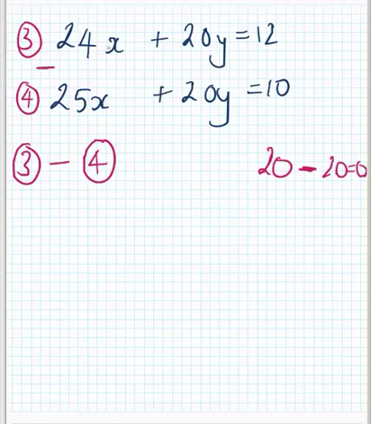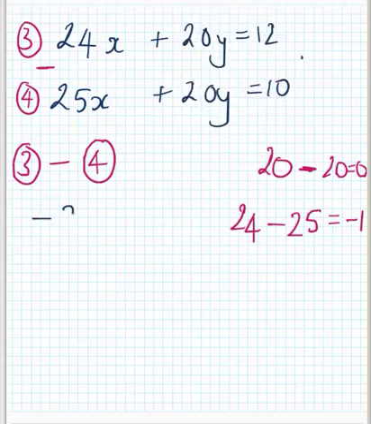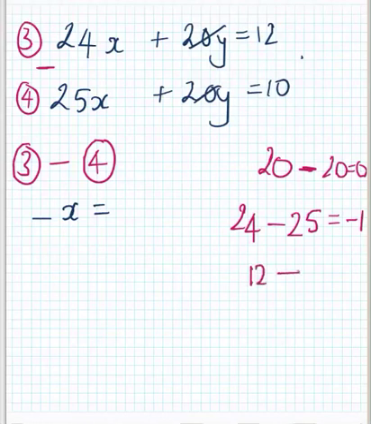So 24x take away 25x. So I'll write it down here. 24 take away a positive 25 equals, that will give me a negative 1. Just be careful with negatives, okay? So here I'll have, so far, a minus 1x, or just x. The 1 can be invisible. Now 20 take away 20, we know the y's will be eliminated, so we can have plus 0y, but we don't have to write that. So the y is gone. So negative x equals 12 take away 10. So positive 12 take away a positive 10 equals a positive 2.